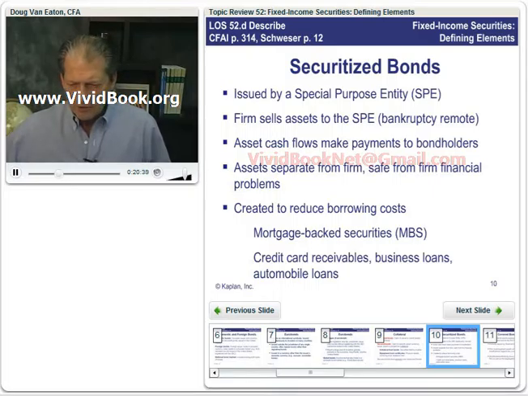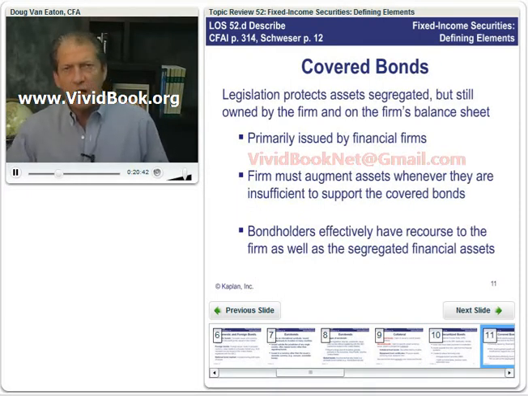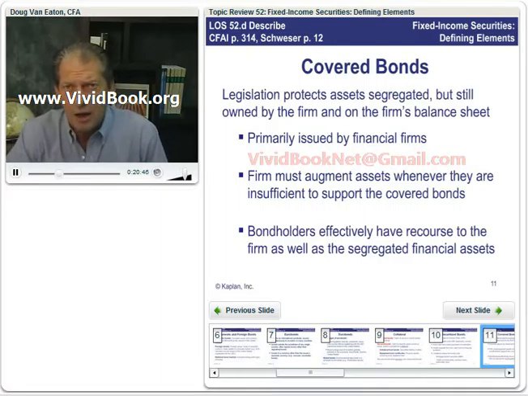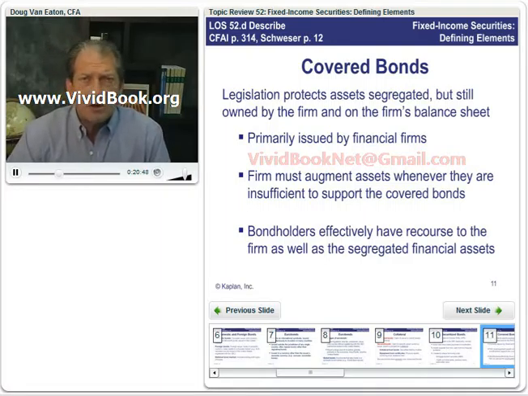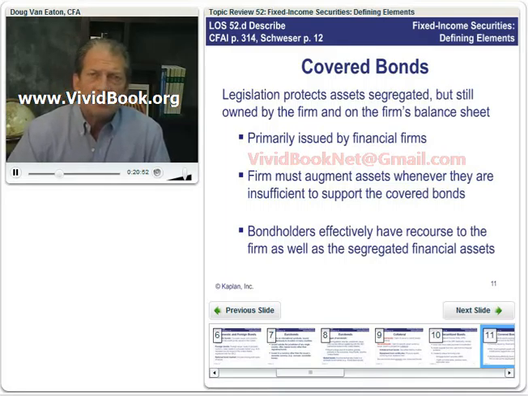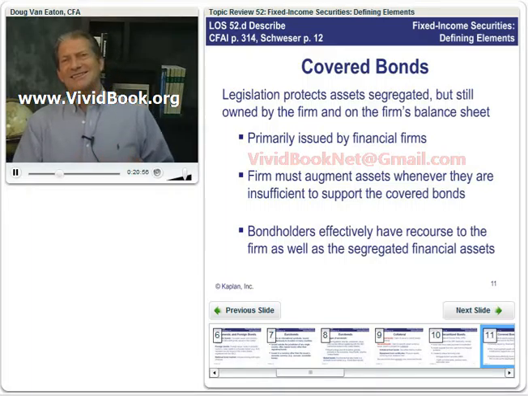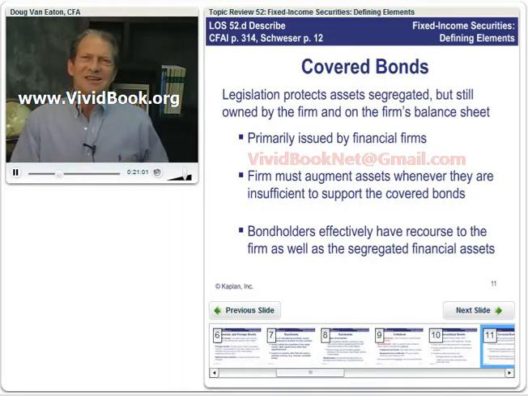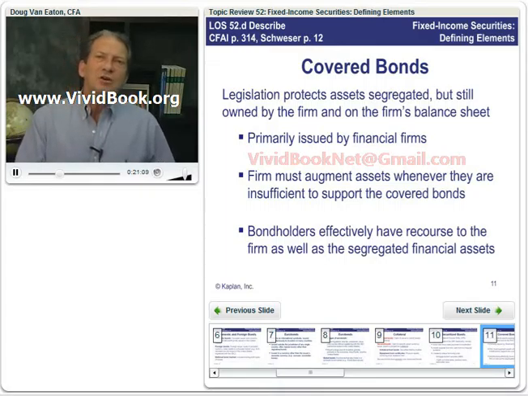Now, another term that you might run into is covered bonds. Covered bonds do essentially the same thing, but we run into them in Europe primarily. They've been extended to some other countries. But with a covered bond, instead of selling the assets to the SPE, the assets are segregated on the balance sheet of the issuer. And there's actual legislation in place that says, yes, you can segregate these assets.